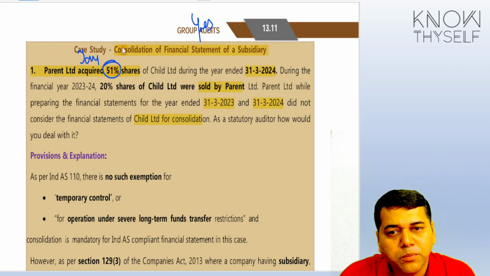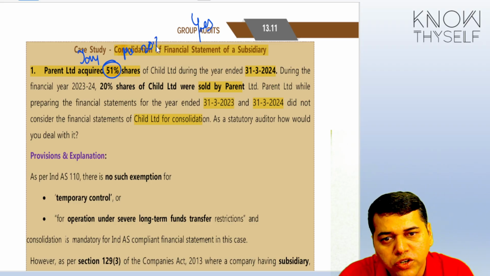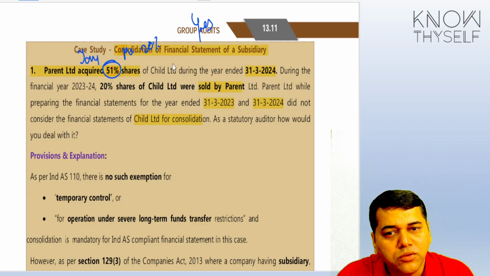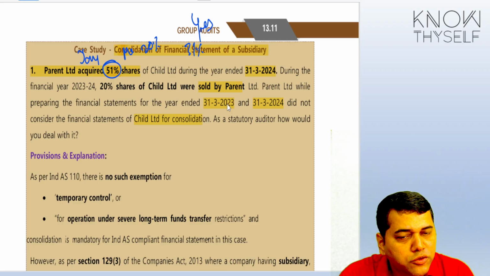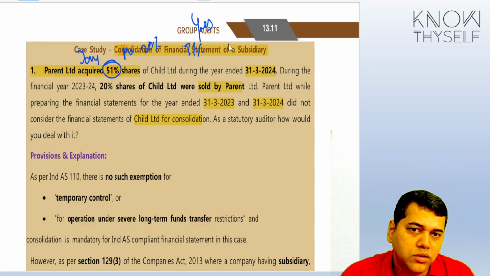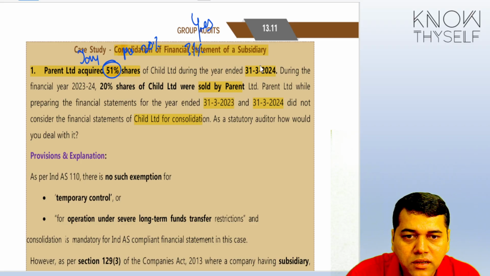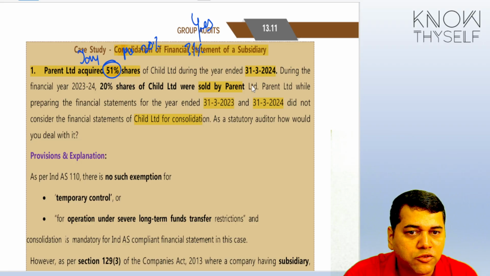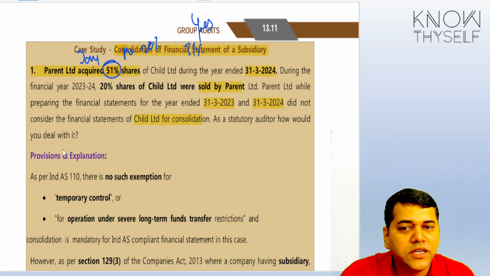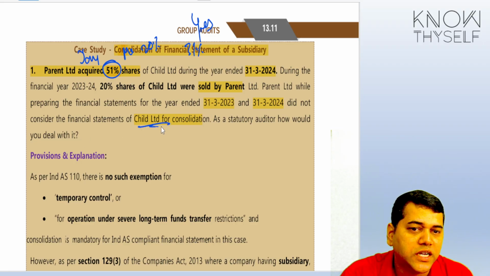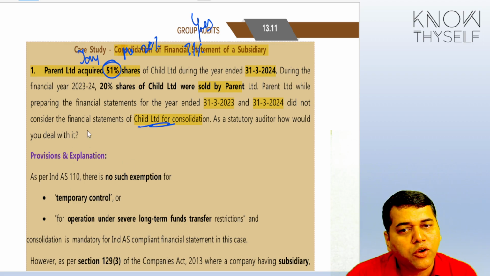Now by March, you must have sold 20%. Now you became only 31%. Is it your subsidiary? No. Now, are you supposed to prepare till the end of the year? That's the confusion which has got created. Now, they did not consider the financial statement of the child for consolidation. Now, how are you going to deal with it?